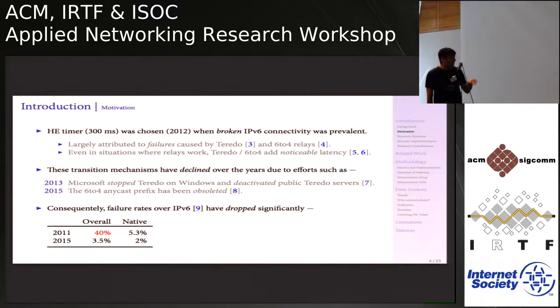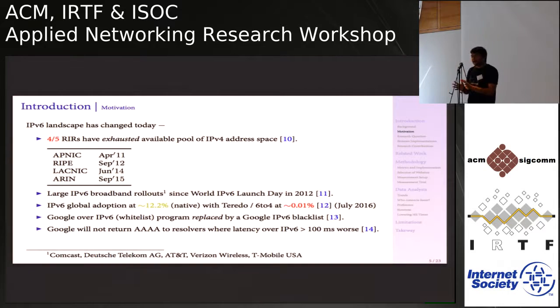Even native V6 failure rates have gone down from 5.3 to around 2%, which is still large, but slowly going down. Okay, next slide, please. So what I'm trying to get to is the V6 landscape has fairly changed today. And this has been due to a large number of events that happened since 2012. First is IANA has completely exhausted its pool of V4 address space, and 4 out of 5 RIRs have also exhausted their pool of V4 address space, as you see in the picture.